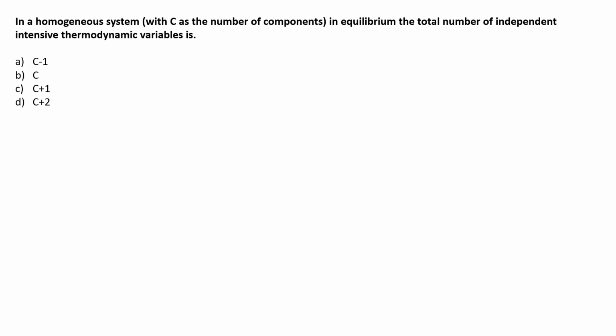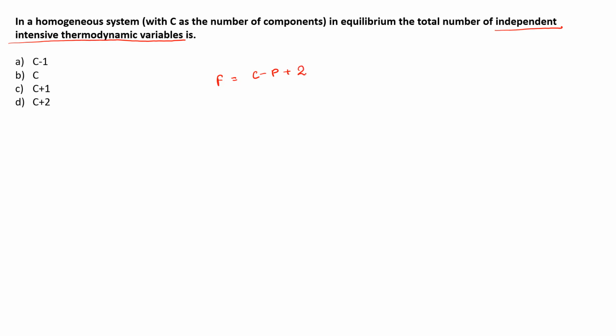In a homogeneous system with C as the number of components in equilibrium, the total number of independent intensive thermodynamic variables is... Please take care here. It is asking for independent intensive thermodynamic variables, which we also call the degrees of freedom. So we know the formula F equals C minus P plus 2.